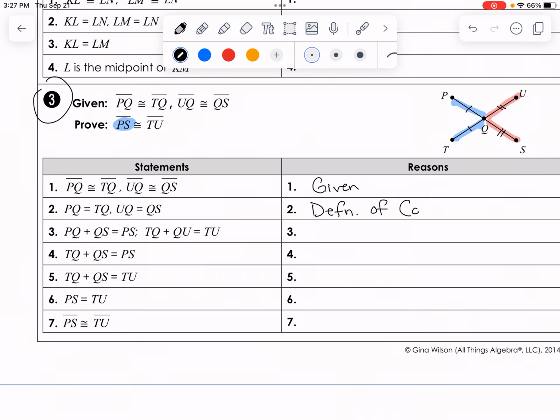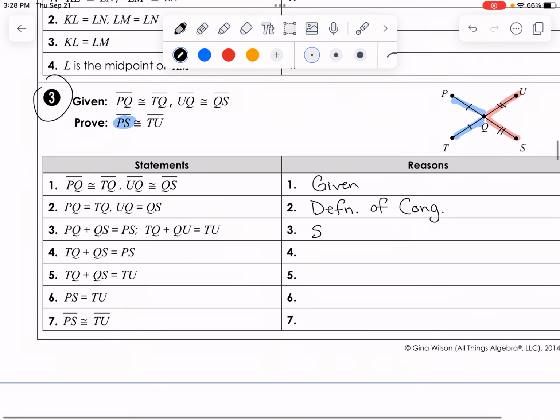I'll put CONG. Okay. Now we know something else as well. This is saying PQ, which is this part in blue, plus QS, which is this part in red, is equal to that entire thing PS. Okay, right here. And we have TQ, this part, plus QU, this part, is equal to the entire line segment right here. That's just segment addition postulate.